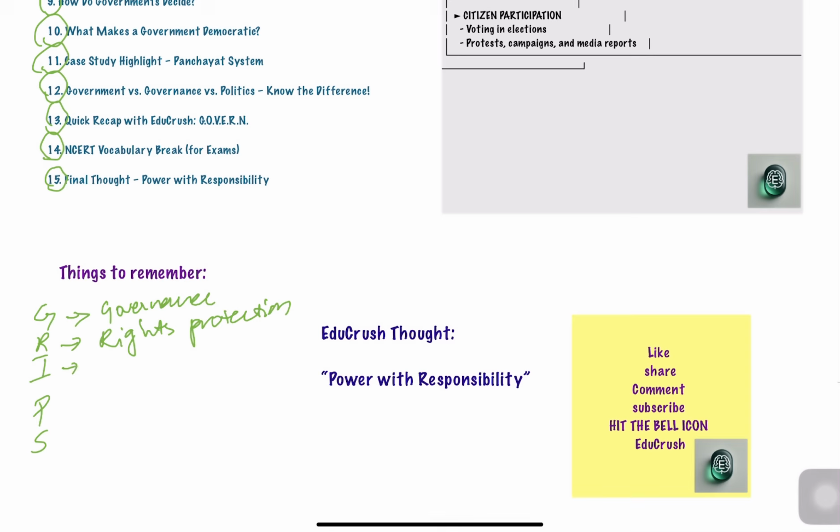I stands for infrastructure and services, that is roads, hospitals, schools, etc. P stands for public welfare, which includes subsidies, jobs, ration. S stands for security, which includes police, army. So the tip of EduCrush is, if a function doesn't fit into one of these 5 jobs, it's not the government job.